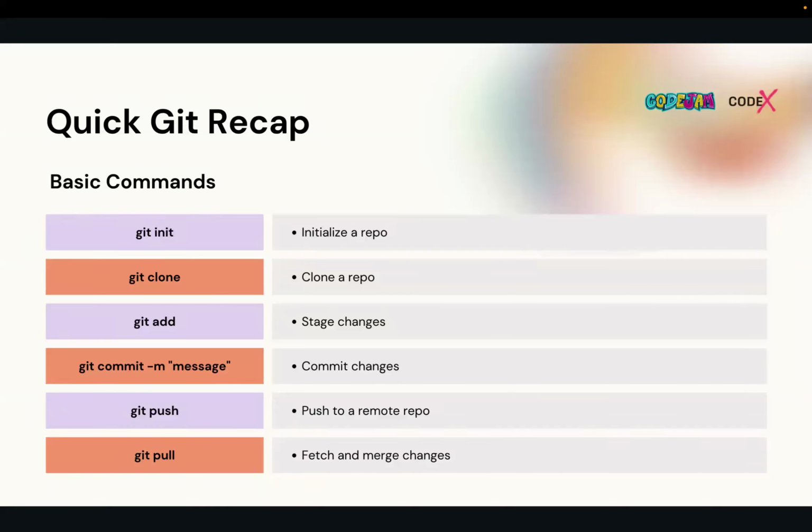Then we have git push and pull. So basically git push is used to send the local commits to the remote repositories. So remote repositories again are the hosted repositories on some platforms. So then git pull again is to get the updates from a remote repository to a local repository.